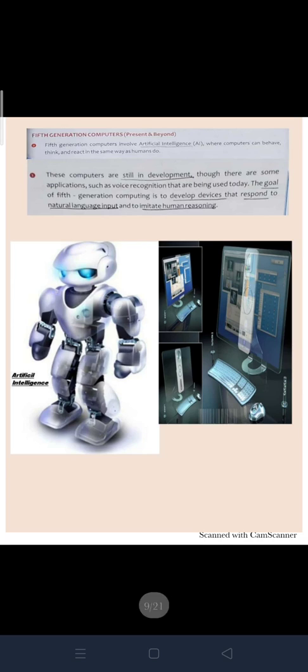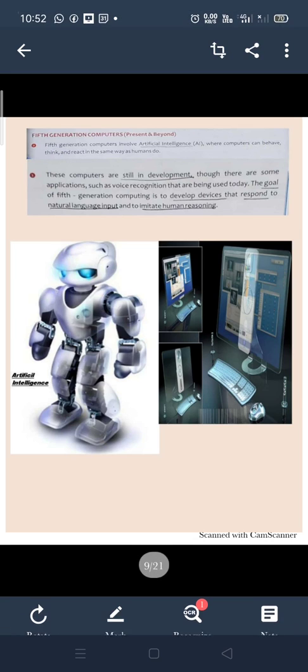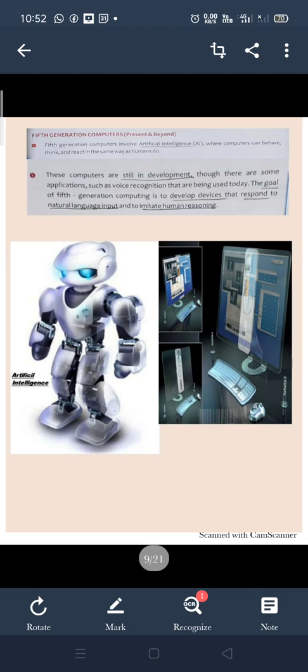Now, children, moving ahead to the fifth generation computers, that is the very advanced computers which we are using in the present and beyond. These fifth generation computers involve artificial intelligence, where a computer can behave, think, and react in the same manner as humans do. These are still under development. That is, future computers are still under development.